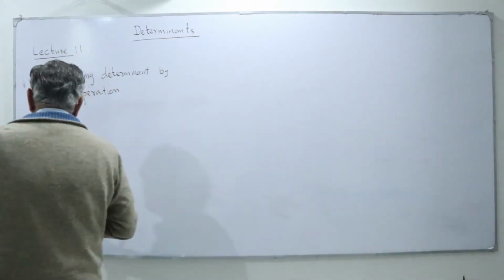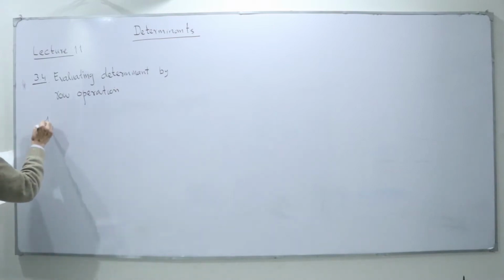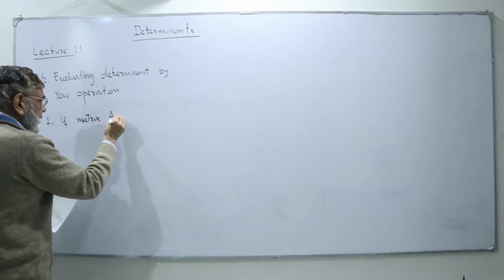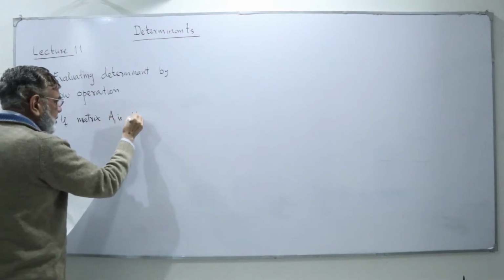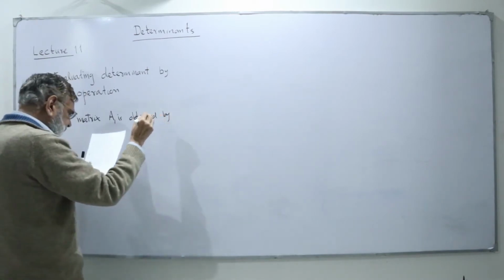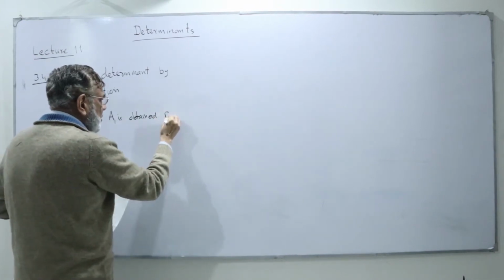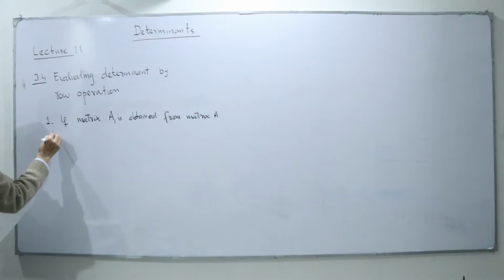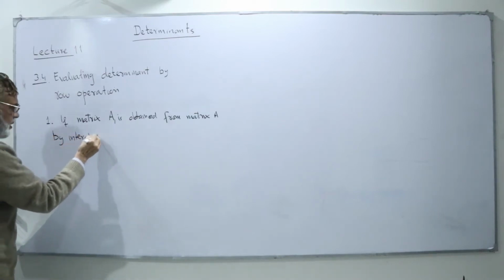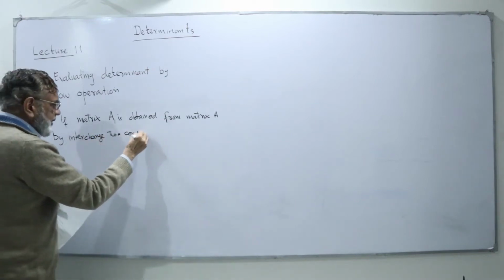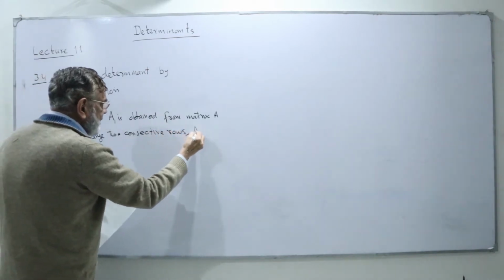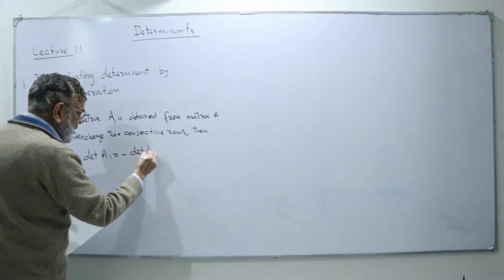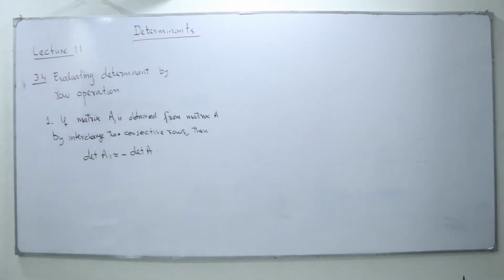So the first row operation is that we having here number 1, if we find matrix A1 is obtained from matrix A by interchanging 2 consecutive rows, then determinant of A1 is equal to minus determinant of A. So I can give you an example for this purpose to explain my idea.